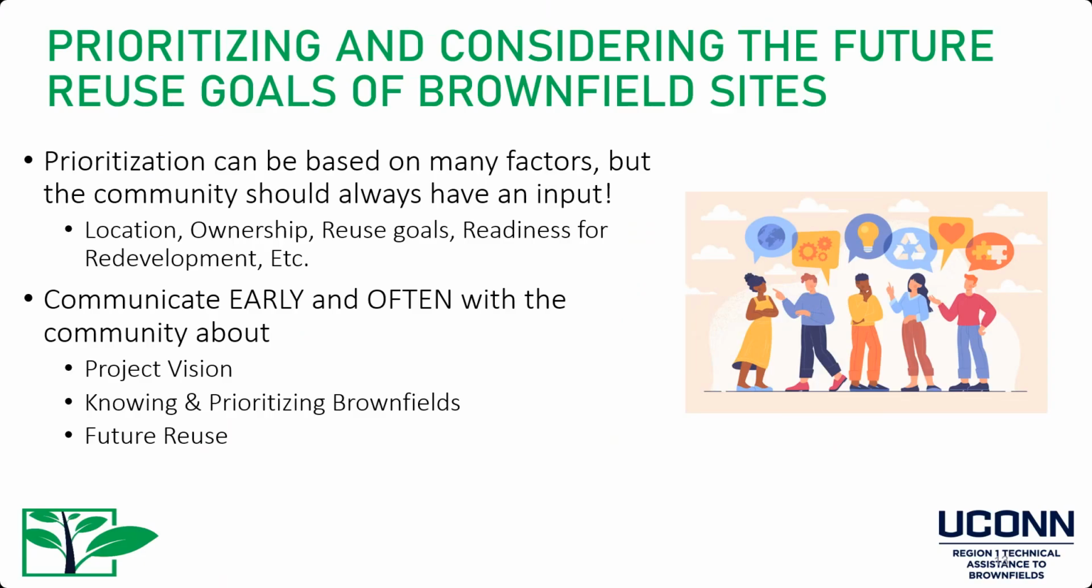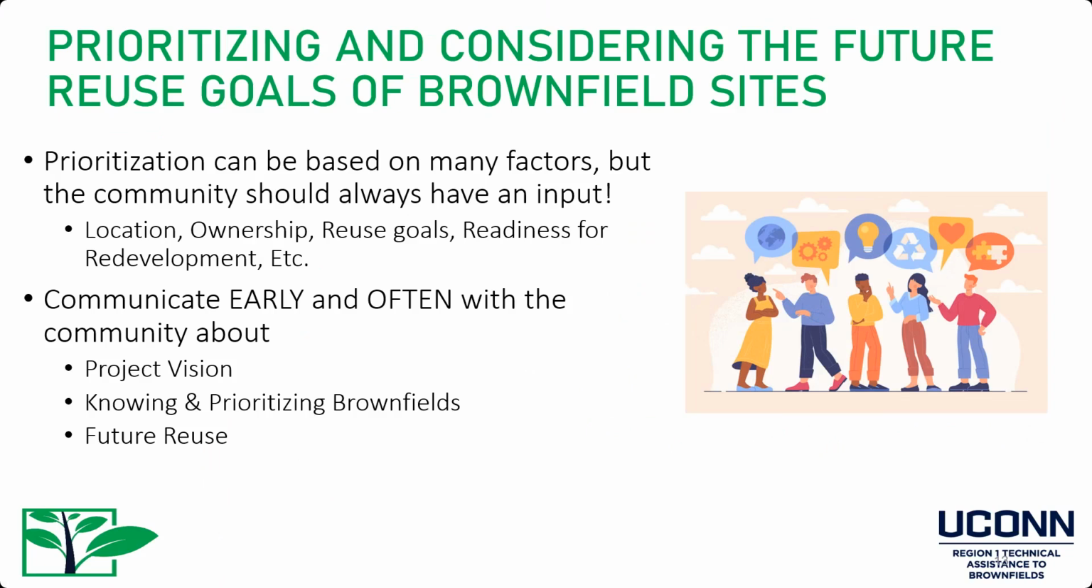So when we do our inventories, once we have all the sites confirmed, one of our next steps is to work with the community to identify what their priorities are. We create a list of criteria that we then create a weighted scoring. We score each of the sites, and then the sites with the highest scoring then become your priority sites.